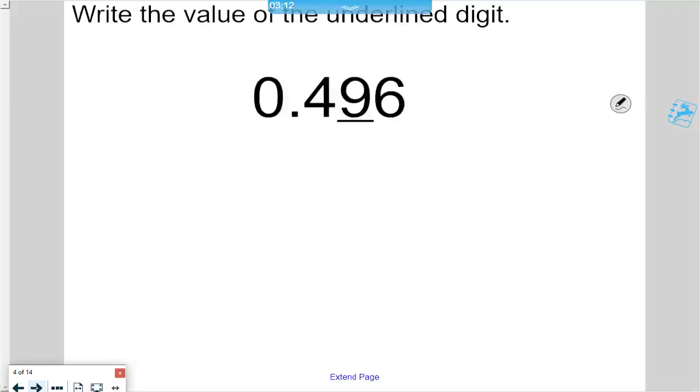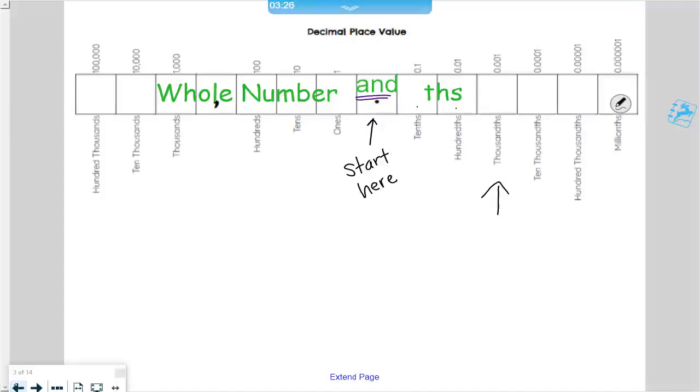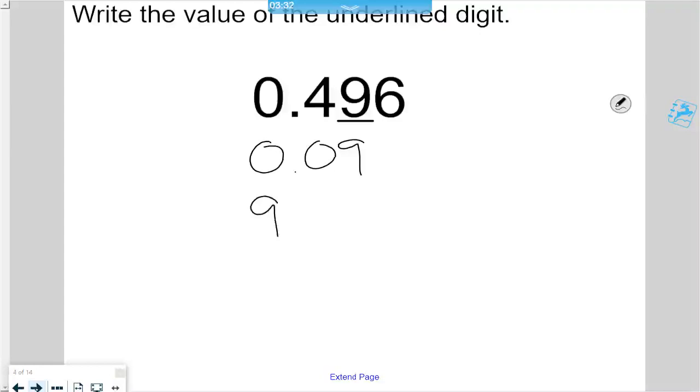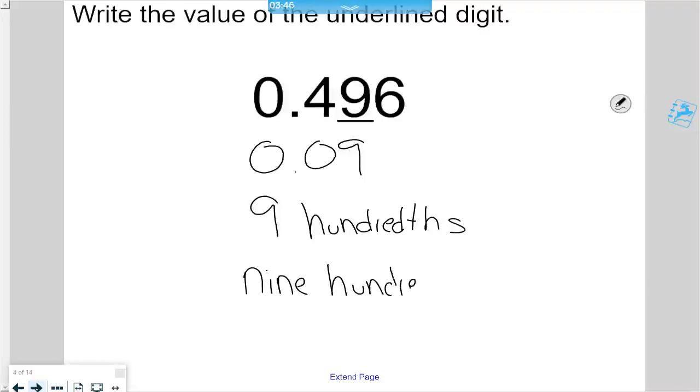So it says write the value of the underlined digit. Okay, so there's a couple ways I can write this. 0.09. So looking at that, I know, well, it's in the second place, 1, 2, so it's in the hundredths. So I can write that as 9 hundredths, or if I want to do it in complete written form, I could write 9 hundredths. That's the value of my underlined digit.